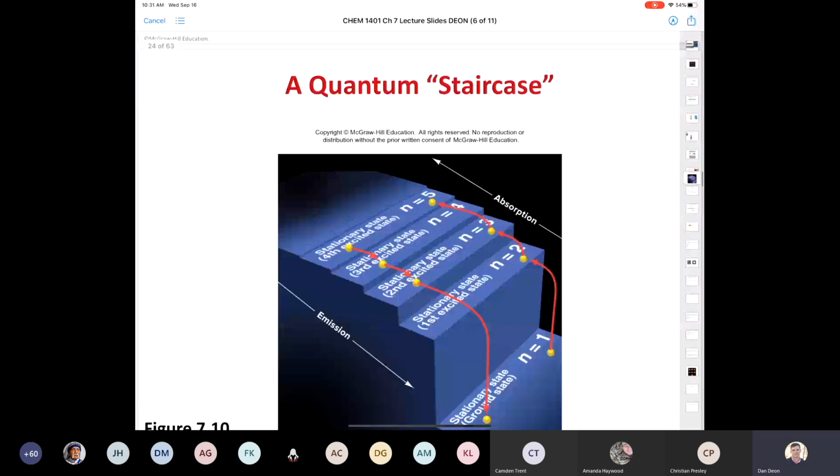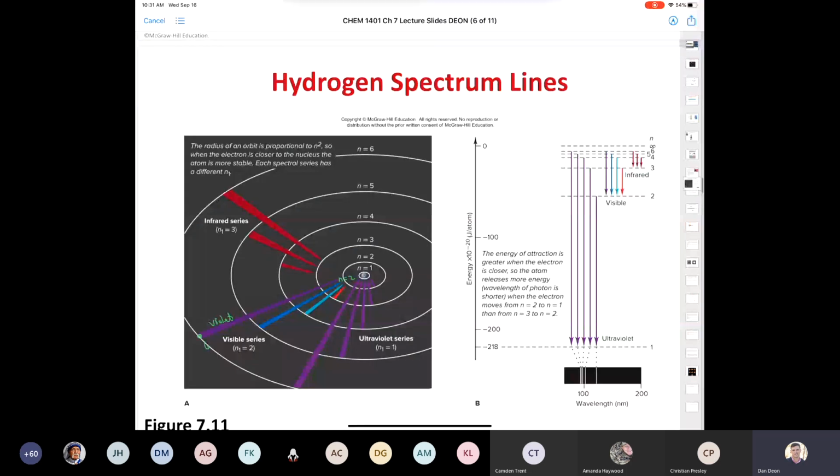The other lines that you can see are shown right here, right? I told you there was a violet line. I told you there was an indigo line. I told you there was a blue line. And I told you there was a red line. Now, you don't have to have these memorized. I just want you to understand what the heck is going on.